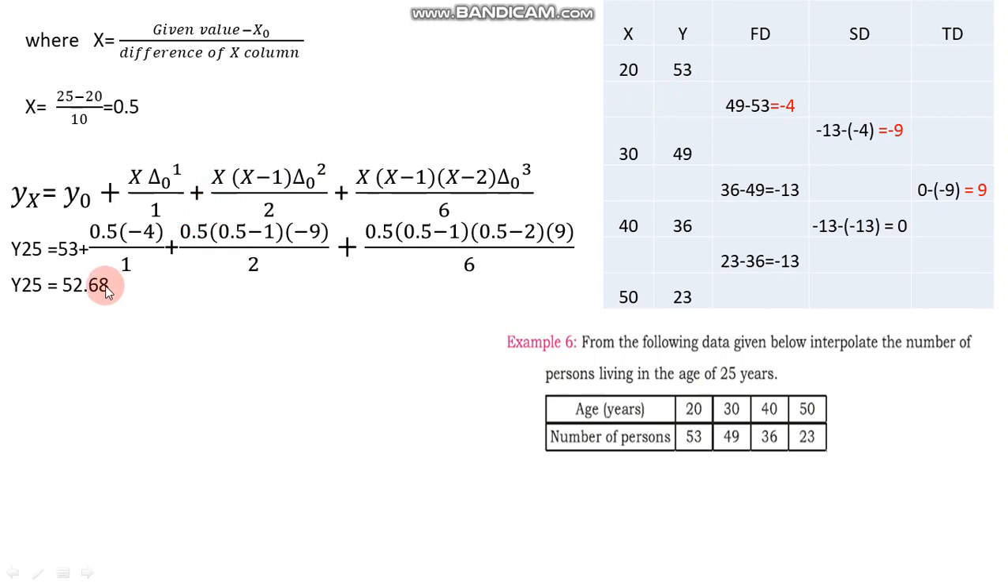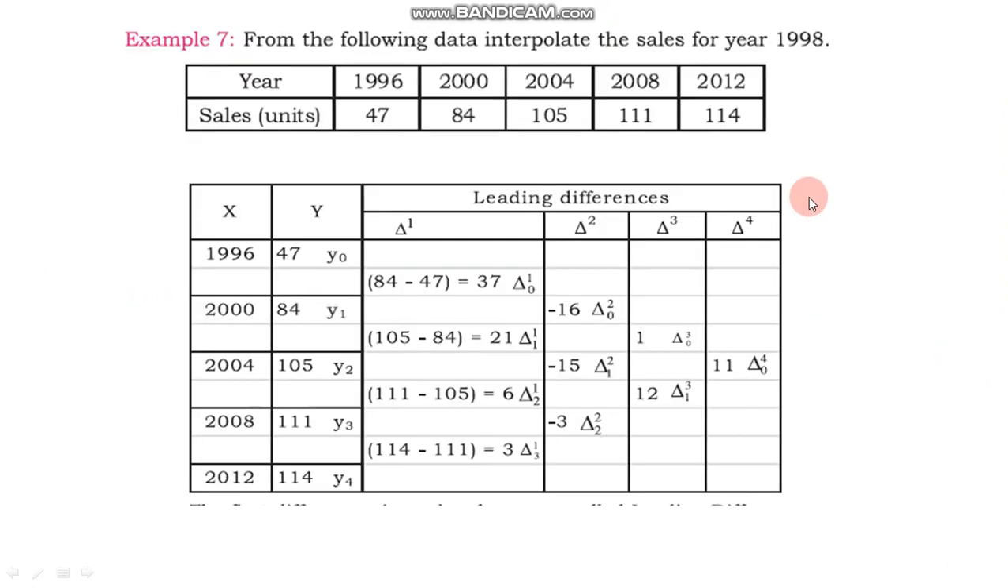So this is the method you have to follow. First, make the leading difference table. After that, find x, then apply the formula till delta naught 3 or delta naught 4, and after that substitute and use the scientific calculator directly, one time, and you will finally get y25 is equal to 52.68. That is the first question. We'll go similarly to the second question.